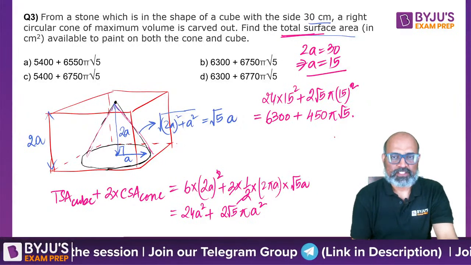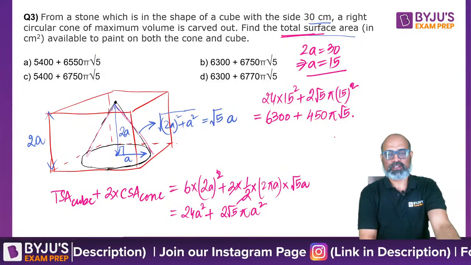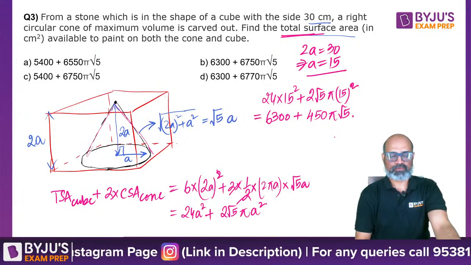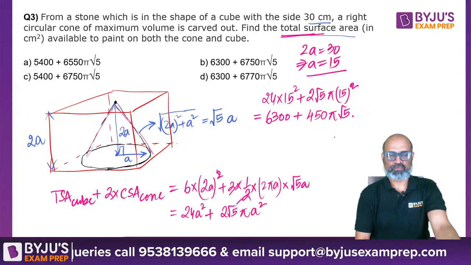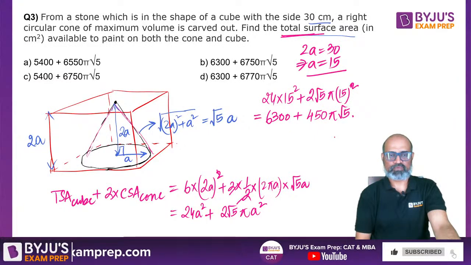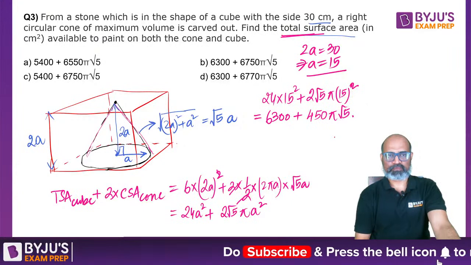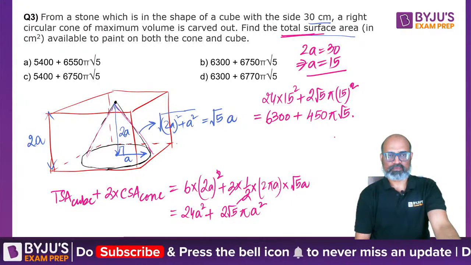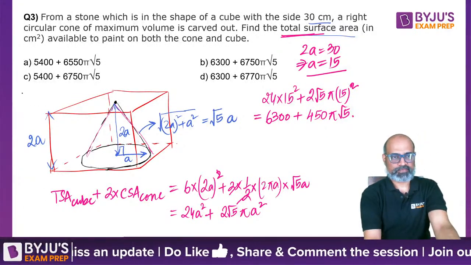Okay. Find the total surface area in centimeter square available to paint on both the cone and the cube. Okay, there should have been an option which says none of these.